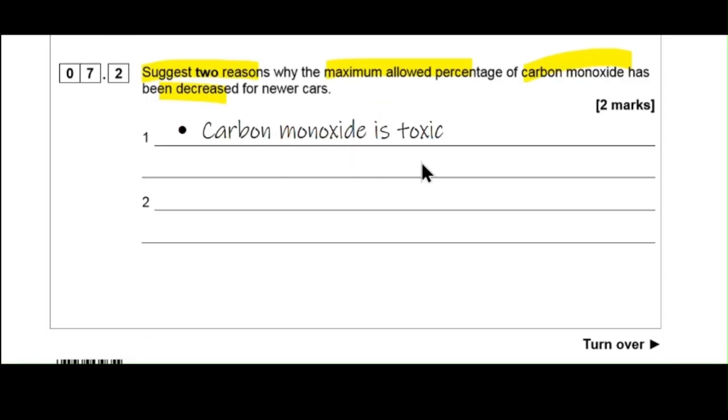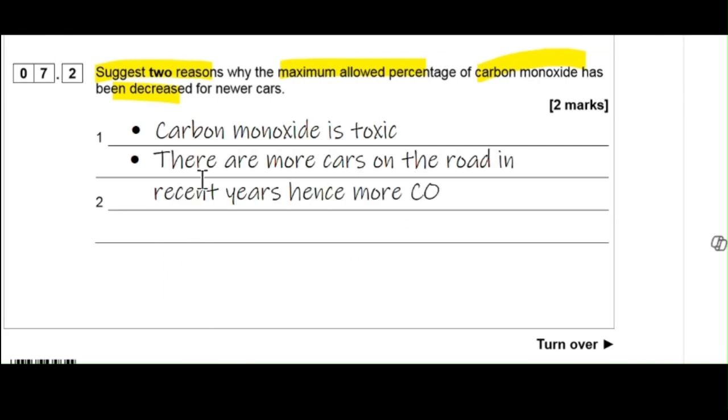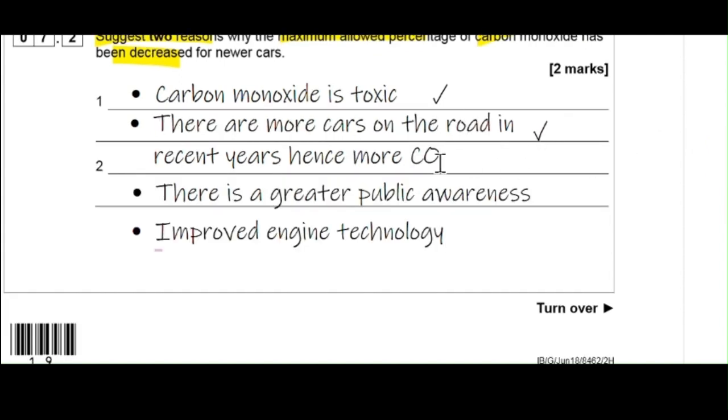The first thing you need to say is that carbon monoxide is toxic. That's something that we all know. There are more cars on the road in recent years, so there must be more carbon monoxide. There is also a greater public awareness of issues like pollution, and there is improved engine technology. So any 2 of those for 2 marks.